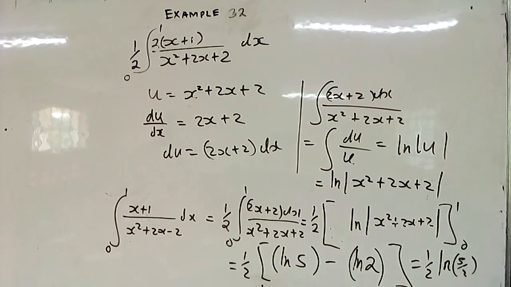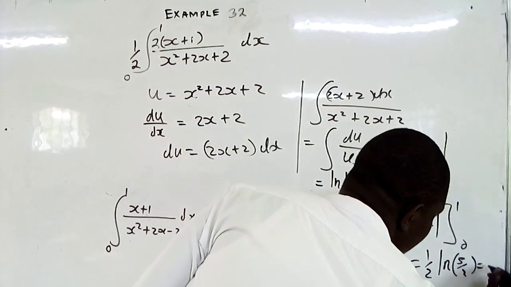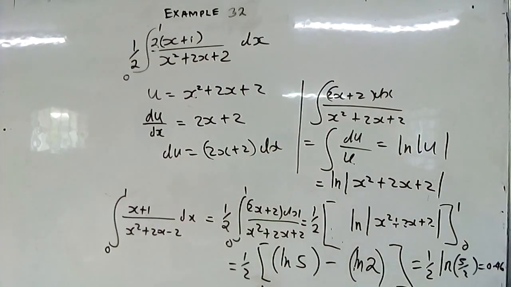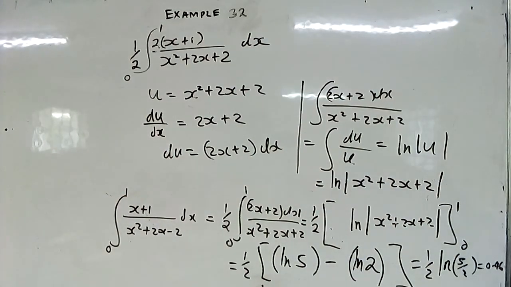And when you get ln of 5 over 2, you get the same answer, 0.9162, isn't it? If you multiply by half, you get your answer, or you leave it like that. There is no problem. Are we together? Then you multiply by half, you get 0.458, that is 0.46 approximately to 2 decimal places.